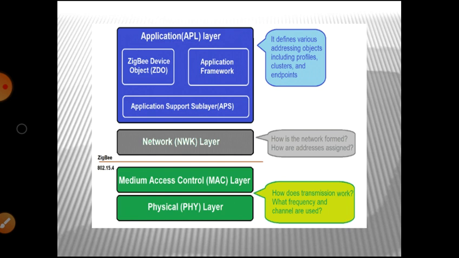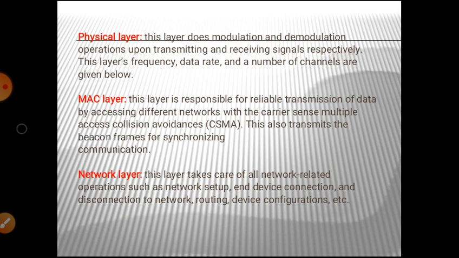By using the physical layer and the MAC layer, we know how transmission works and what frequency and channels are used. By using the network layer, we know how the network is formed and how addressing is assigned. The application layer defines various addressing objects including profile, cluster and endpoints. Now let's discuss all the layers one by one.